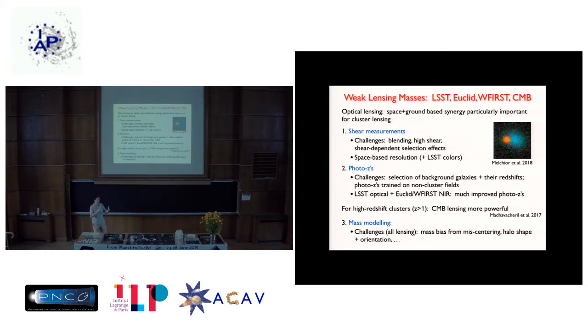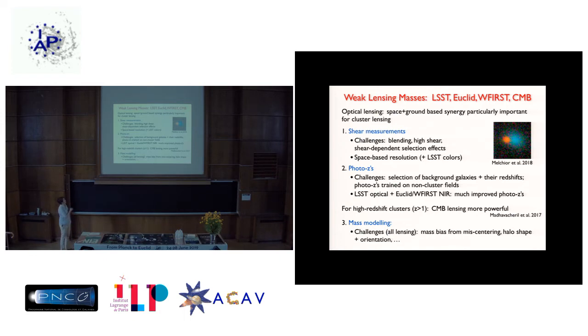Okay, then we need to go and measure weak lensing masses. We're going to have Euclid, we're going to have LSST, we're going to have WFIRST, we're going to have CMB, so this will be good for measuring lensing masses. Of course, we inherit all of the systematics that affect cosmic shear. All of the systematics that are related to shear measurements and to photo-zs propagate forward to clusters. In some cases, they're even harder in clusters.